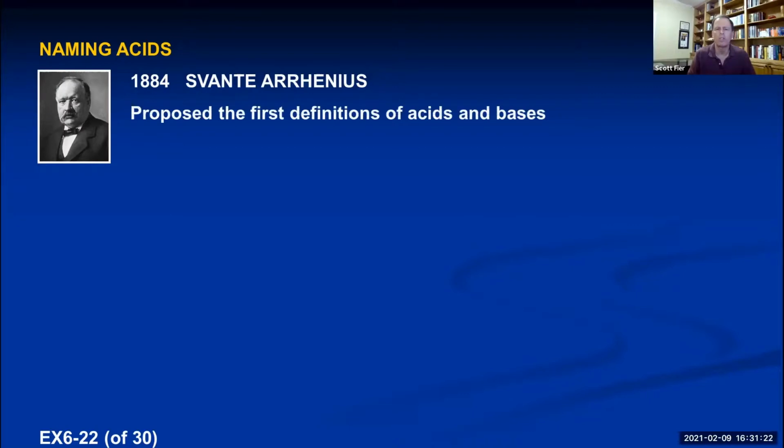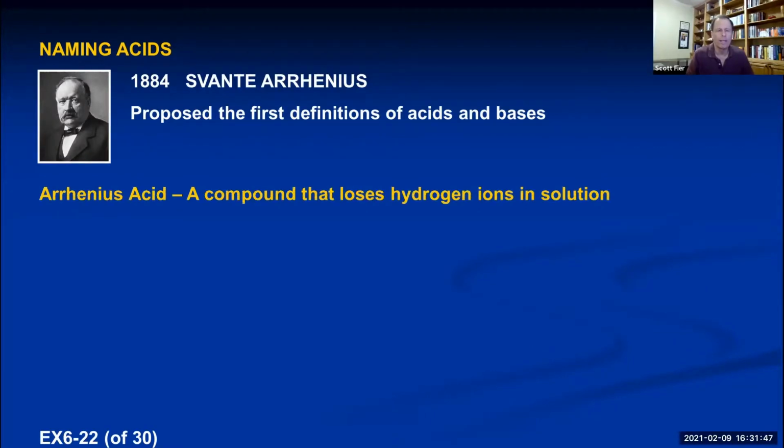So he proposed the first definitions for acids and bases. And you will need to know this for test 2 for sure, not test 1 though. So the Arrhenius definition of an acid is any compound that, if you dissolve it in water, will somehow release hydrogen ions from its formula. They'll float around in the water, and those hydrogen ions are what give the solution a kind of sour taste. So we call this an Arrhenius acid.